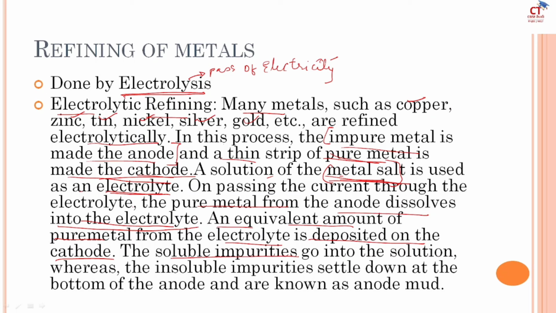The soluble impurities go into the solution, whereas the insoluble impurities settle down at the bottom of the anode and are known as anode mud. Refining of metals is basically done by electrolysis, and this is the electrolytic refining process. Okay, I hope this is clear up to here. Now let's move forward.